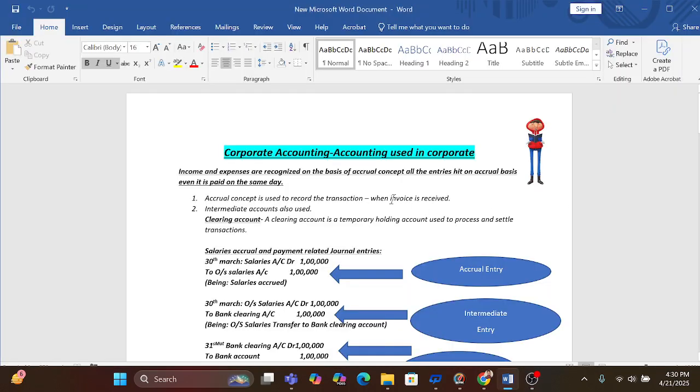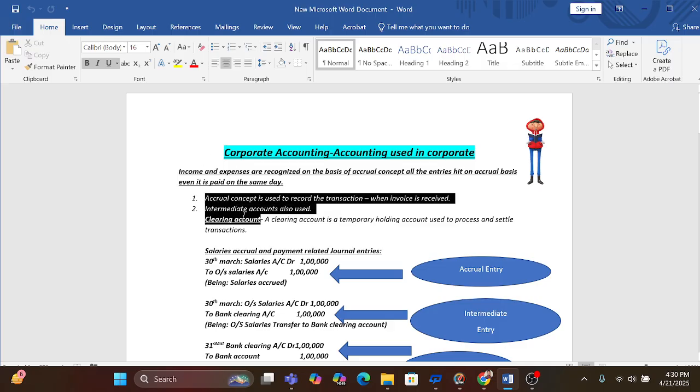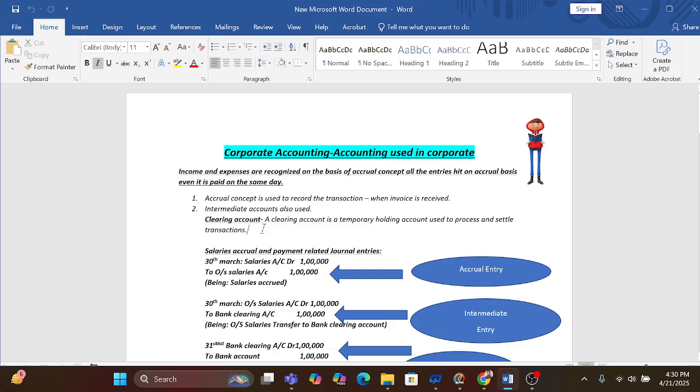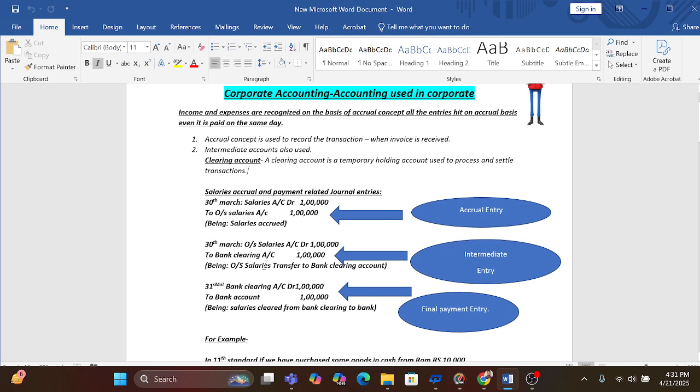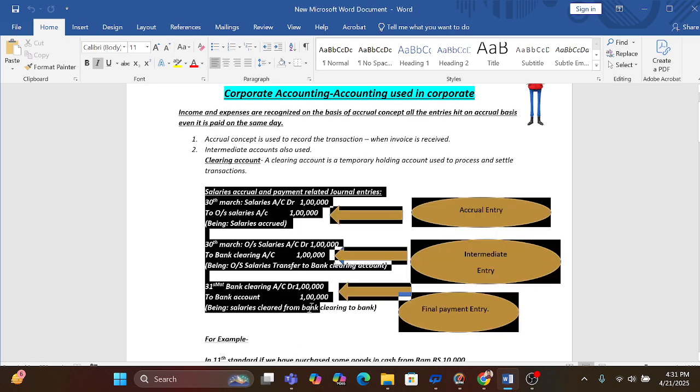Hi all of you. Today we are going to discuss the accrual concept and clearing account. Before we start, we need to know why the accrual concept and clearing account are relevant. I have given an example of salaries.